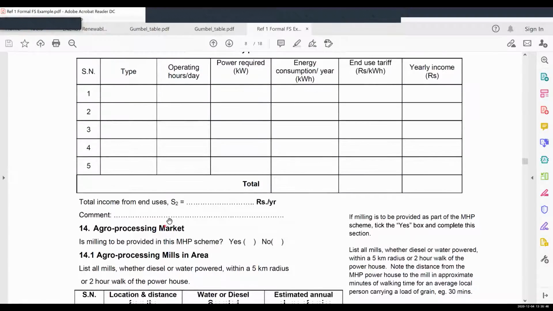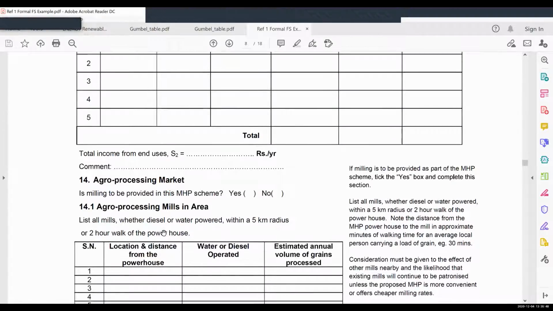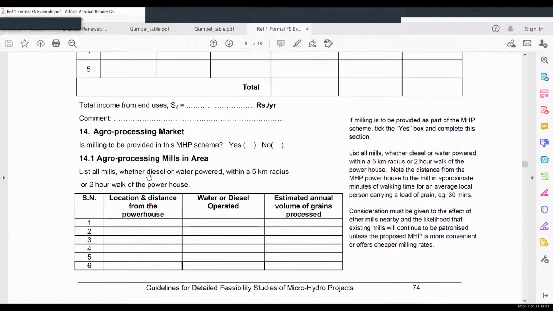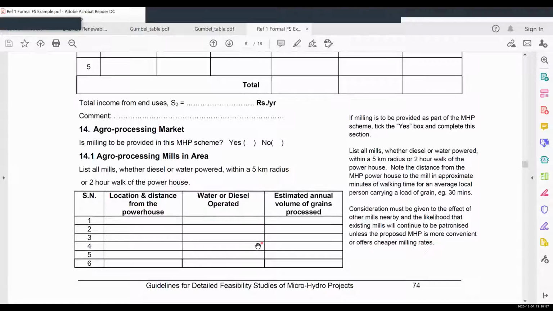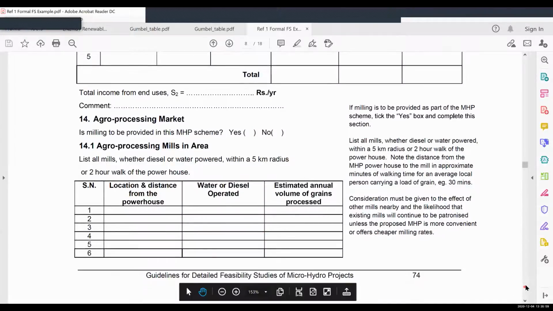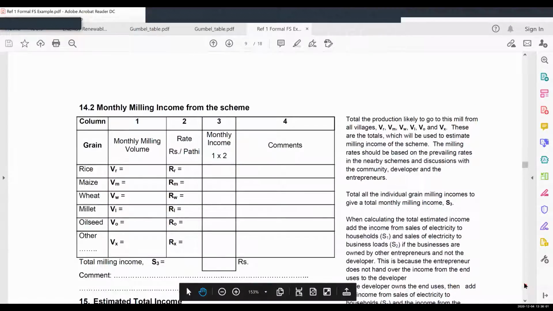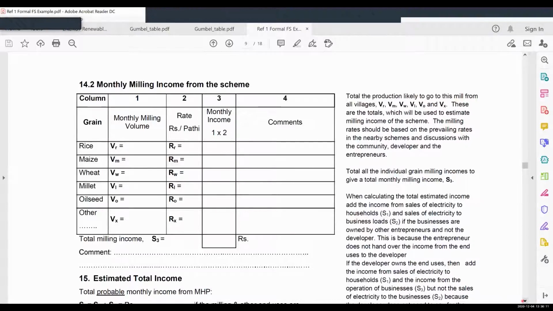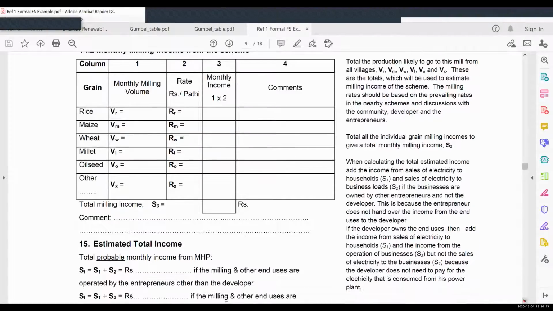Similarly, you then do an analysis of the agro processing market there. List the mills, whether they are using diesel or water power, within a 5 kilometer radius. These agro processing mills will be using your energy. Is it used for rice, maize, wheat, millet, oilseed, and other? This may be different for Mozambique, but I think you can use the same procedure. So what will be the total income? You can get it from here.